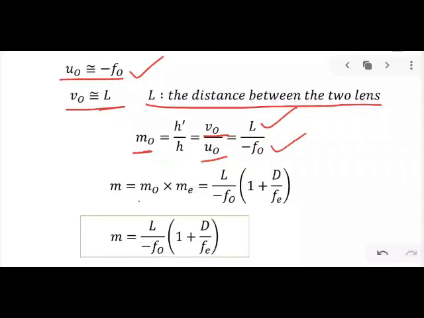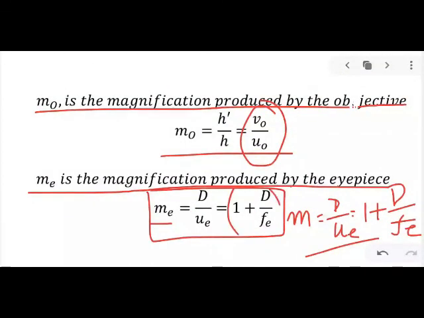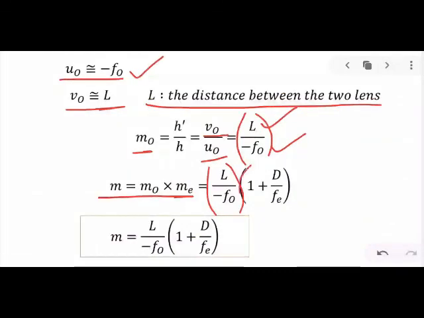Fine. Now we know MO is the magnification produced by the objective, and ME is the magnification produced by the eyepiece. Therefore, my total magnification is MO times ME. Now, MO equals L by minus FO. So I've written L by minus FO. And what is my ME? ME is 1 plus D by FE. So I have written 1 plus D by FE. So this gives us the expression for the magnifying power of the compound microscope when the final image is formed at the least distance of distinct vision.